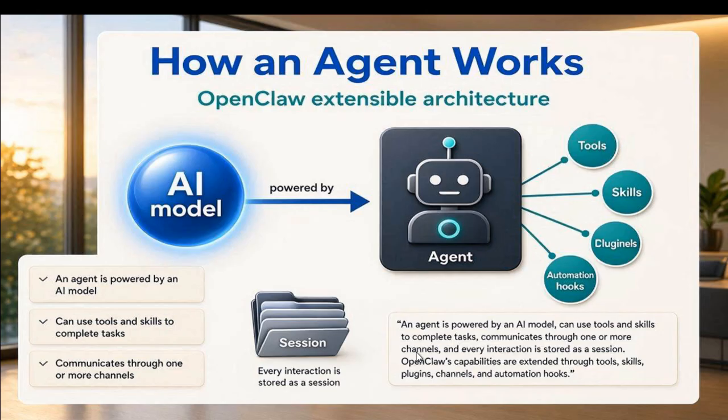So everything in OpenClaw revolves around this one central idea, an agent. An agent is powered by an AI model, can use tools and skills to complete tasks, communicates through one or more channels, and every interaction is stored as a session. So OpenClaw's capabilities are extended through tools, skills, plugins, channels, and automation hooks. Once you understand this relationship, the rest of the interface becomes much easier to navigate.